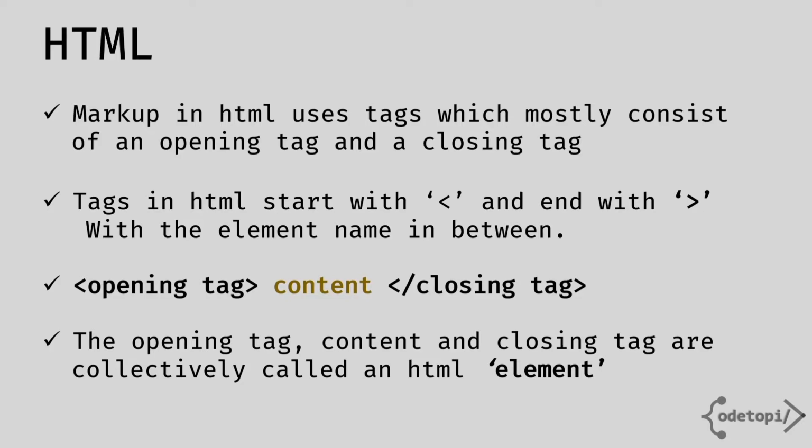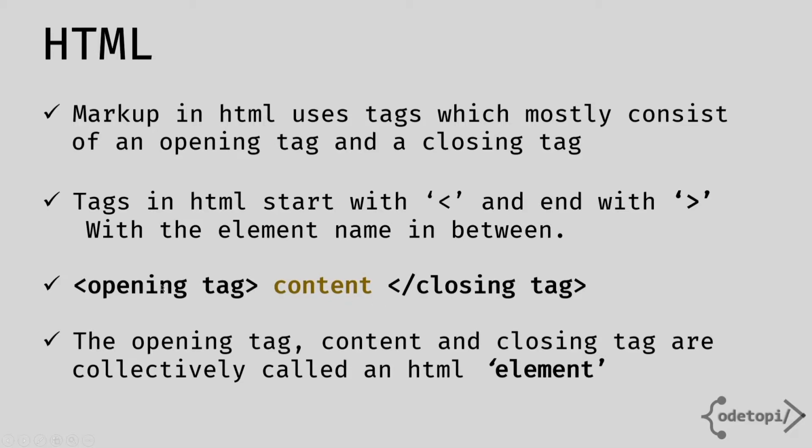Now, tags in HTML start with the less than sign and end with the greater than sign. Now, the main difference between the opening tag and the closing tag is that for the closing tag, after the less than sign, you have to include a forward slash before the element's name. So as you can see here, we have the opening tag, the content, and the closing tag. So the difference, as I said, is just the forward slash here.